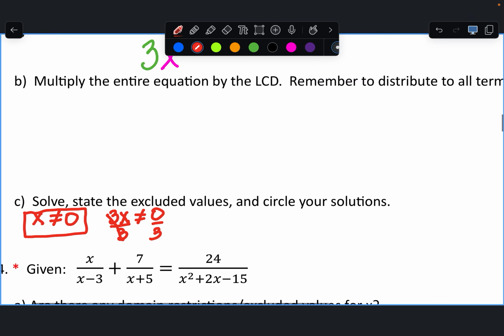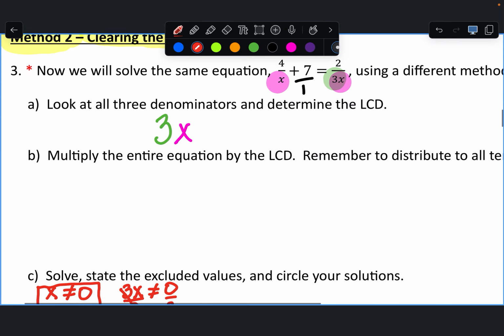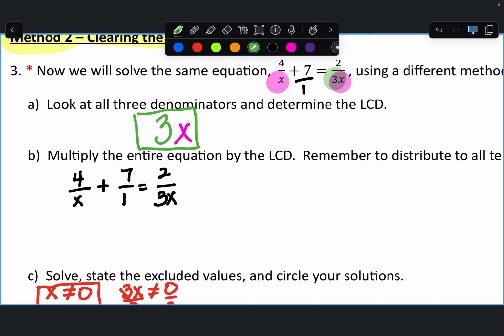So what I'm going to do now is I'm going to rewrite the original problem right here, which is a 4 over x plus a 7 over 1 equals a 2 over 3x. And then I'm going to put my LCD, which is this 3x, by each term. So I'm literally just going to write it right here, and right here. And so what's going to happen is this x and this x cancel, and then I'm able to multiply that 3 times that 4, and I will get a 12.